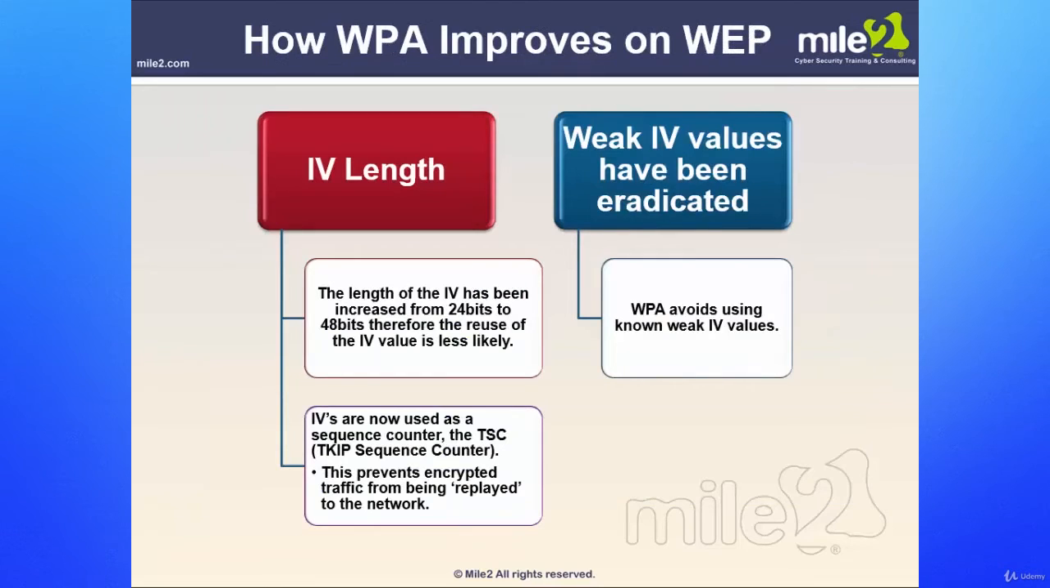Now when it comes to WPA, it improves on WEP because the IV length goes from 24 bits to 48 bits. That is very important to remember. Therefore, the reuse of the IV value is less likely. IVs are now used as a sequence counter in the TSC, as in your TKIP sequence number. This prevents encrypted traffic from being replayed onto the network. Weak IV values have also been eradicated, since WPA avoids using known weak IV values.